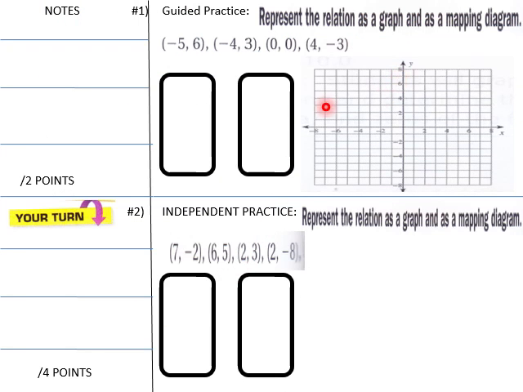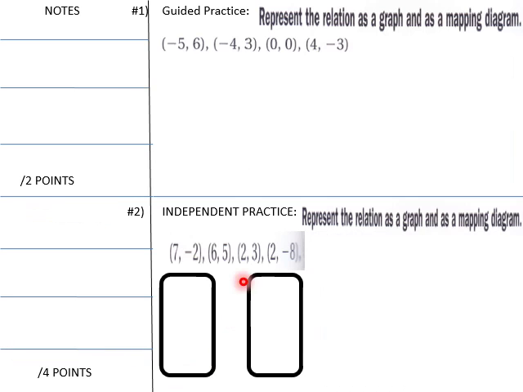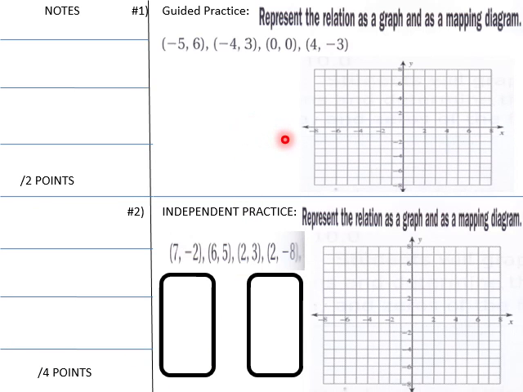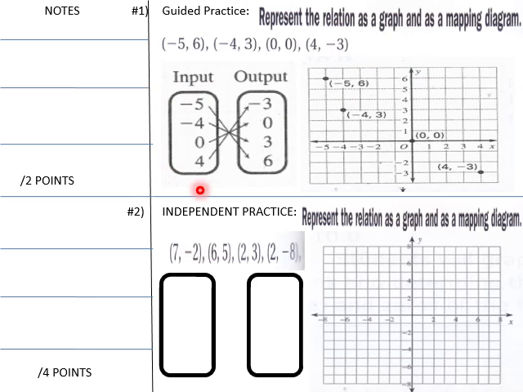And then into our guided practice here and independent practice. Represent the relation as a graph and as a mapping diagram. We'll do this. Students, this is you. So for number 1, there is our plot of these ordered pairs. And then there's our mapping diagram. This is our inputs. These are our outputs. This is what you need to do down here, students.